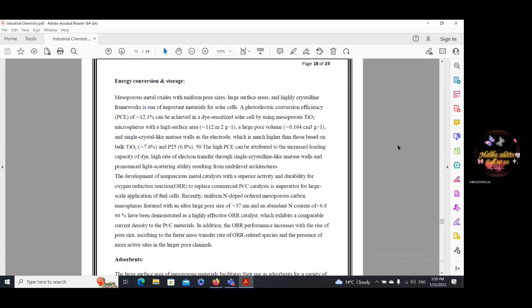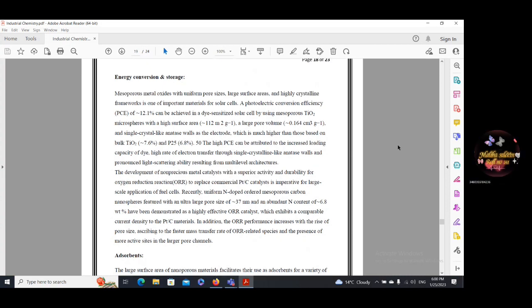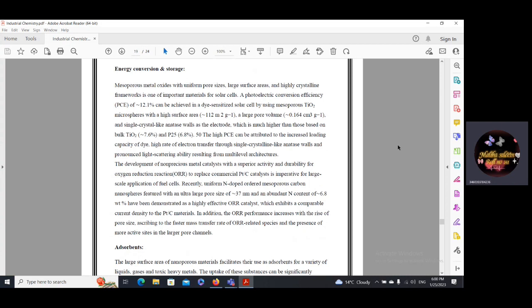TiO2, mesoporous with a high surface area, large pore volume, and single crystal-like anatase walls as the electrode, which is much higher than that based on TiO2, tin oxide, and P25. The high PCE can be attributed to the increased loading capacity of dye, high rate of electron transfer through single crystalline-like anatase walls, and pronounced high light scattering ability resulting from multi-level architectures.